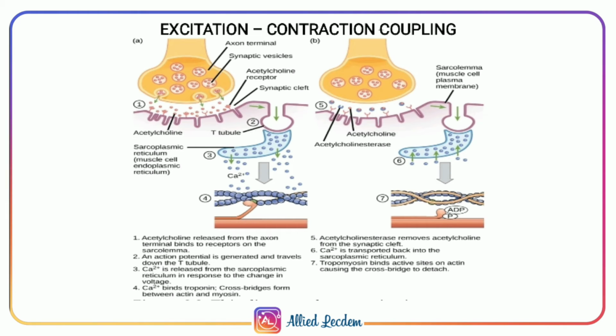This causes a change in position of the troponin. It in turn pulls the tropomyosin away from the F-actin. So this movement causes the active sites of F-actin to be uncovered and exposed. Immediately the head of myosin gets attached to the actin.